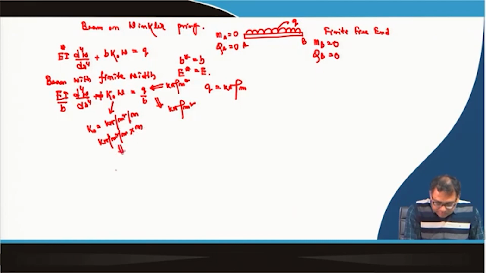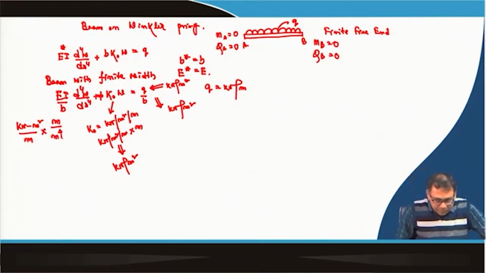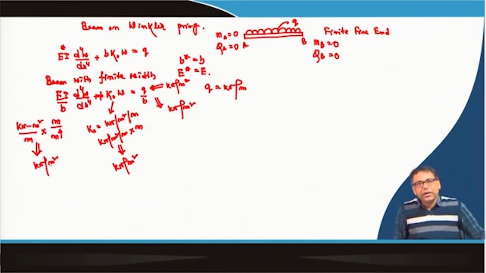If I multiply with W, this will be kilonewton per meter square per meter into meter, so this will be kilonewton per meter square. Coming to this part, EI is kilonewton meter square, then B is meter, into d4 means meter to the power 4 divided by meter to the power 4. So, this will be kilonewton meter square. You can write these expressions in any form, but when you write them properly, the dimensions on the left side and right side will match. So, this way you have to express.